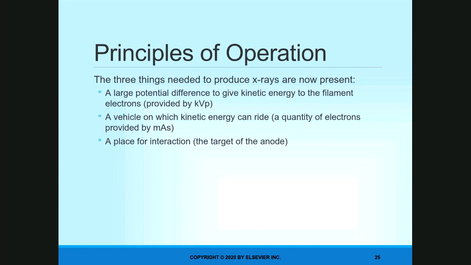Because at this point, you've got a large potential difference, which gives kinetic energy to your filament electrons, and that's from your kVp setting. You've got a way where that kinetic energy can travel, meaning you've got a quantity of electrons provided by your mAs value. And then you have your target, which is the place where those will actually interact.